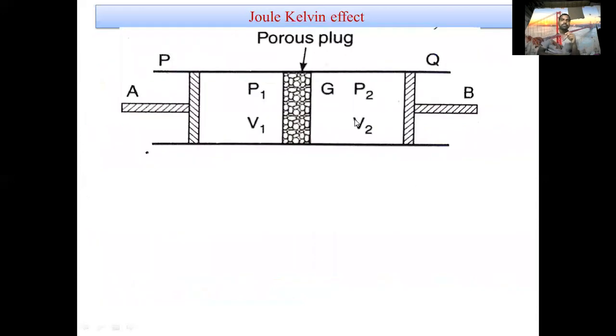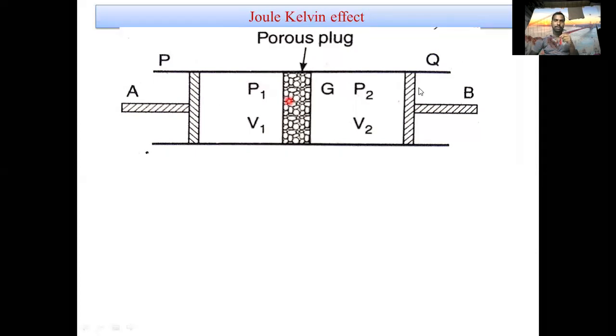Now this is the porous plug experiment. We have one cylinder, that is PQ, with piston A and piston B. The two chambers are divided by the porous plug material. See here. This is chamber 1 and this is chamber 2. P and Q is one cylinder, with piston A and piston B. G is the porous plug separation.